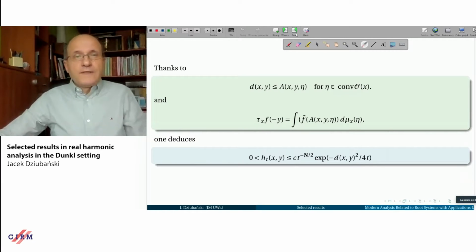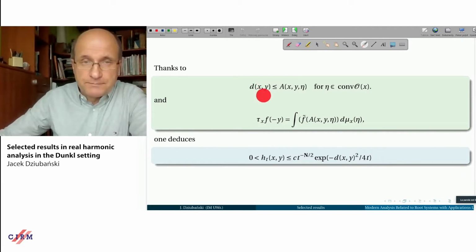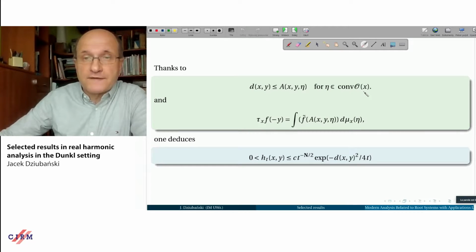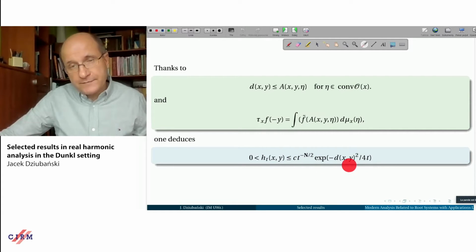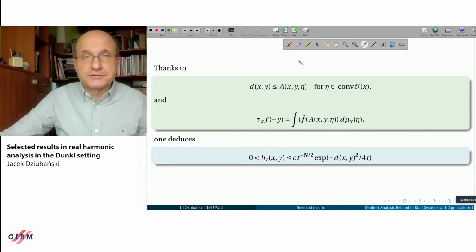Okay, so now we also have a very important inequality: the distance of the orbits is smaller than the function A for eta from the convex hull of the orbit of x. And thanks to that, and thanks to Rösler's formula for the translation of a radial function, we can easily deduce that the heat kernel, the integral heat kernel, is estimated by this function. So here we have this distance. I will come back to this estimate later on.